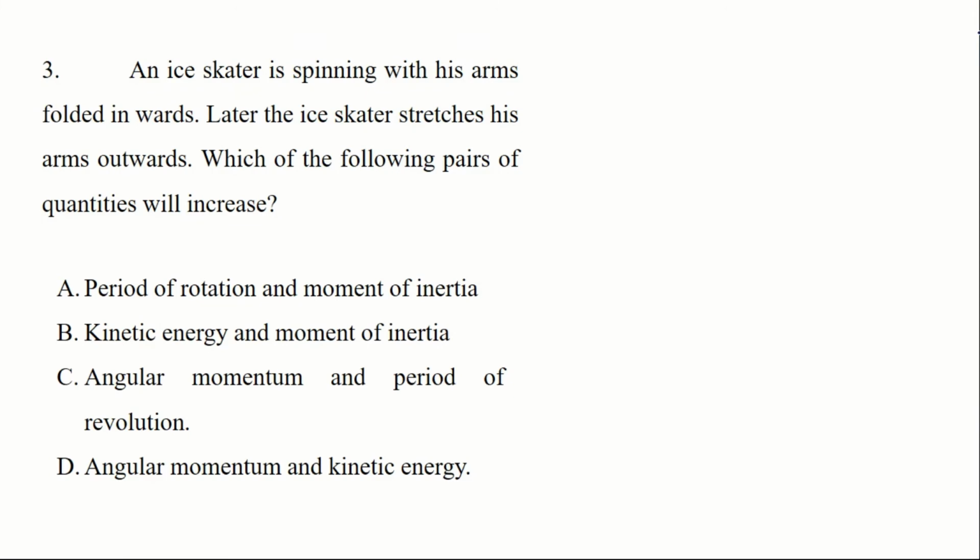Number 3. An ice skater is spinning with his arms folded inwards. Later, the ice skater stretches his arms outwards. Which of the following pairs of quantities will increase? For the initial position, his arms are folded inwards, and for the final position, his arms are outwards.